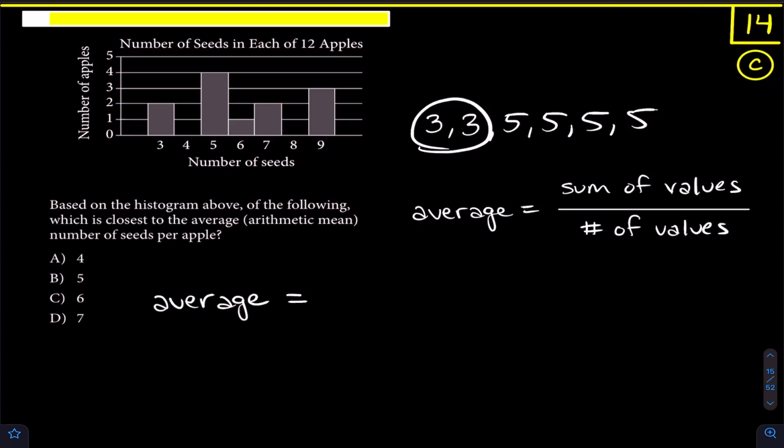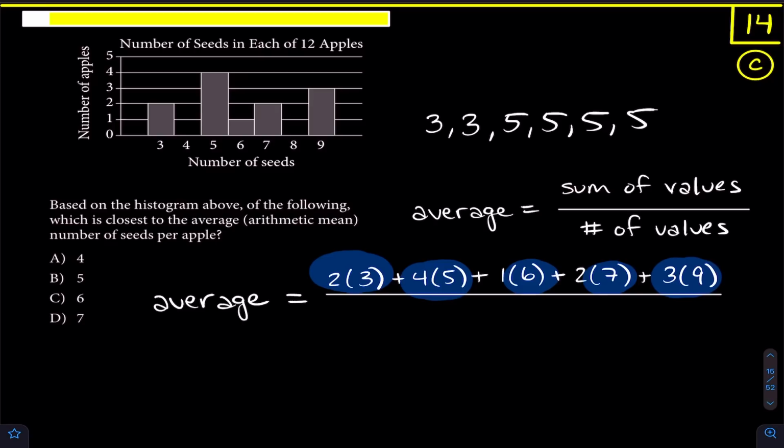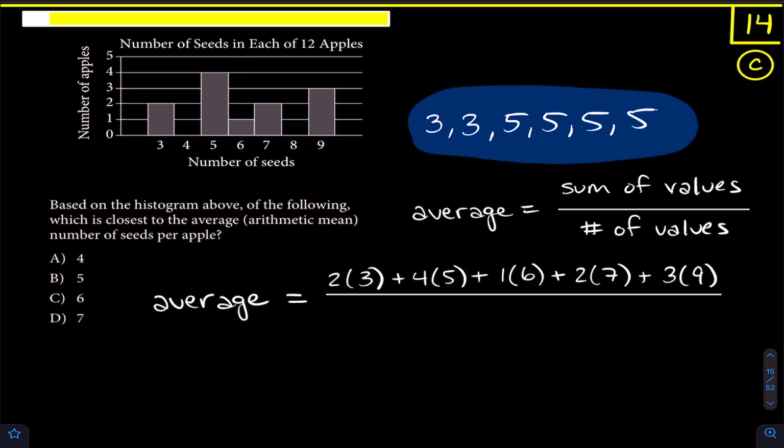We have 2 3s. So instead of writing that as 3 plus 3, let's write that as 2 times 3. And instead of writing 4 5s, let's write it as 4 times 5. And if we keep going there, there's 1 apple with 6 seeds. So we write that as 1 times 6. We have a 2 times 7 and a 3 times 9. And we're putting that all over. It's not 5 things that we're adding together. This is a compact way of writing all of the different pieces in the list.